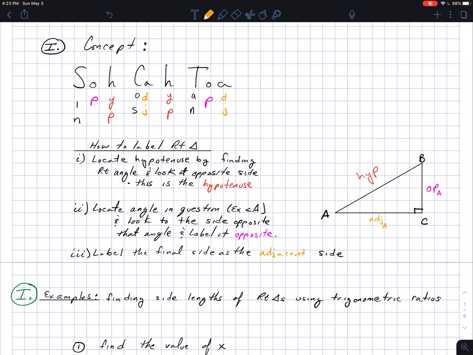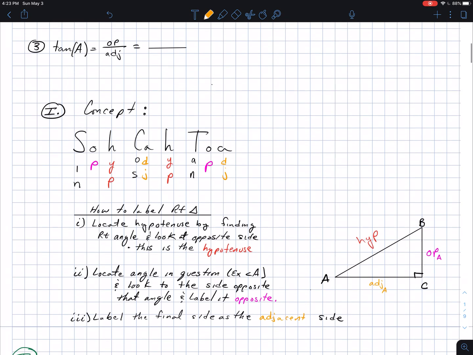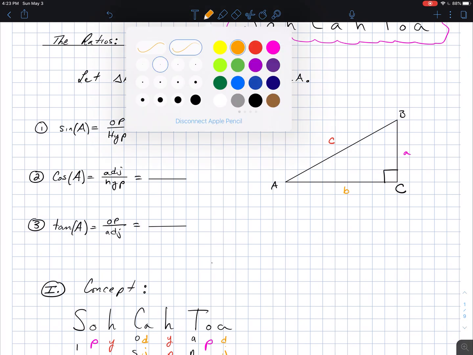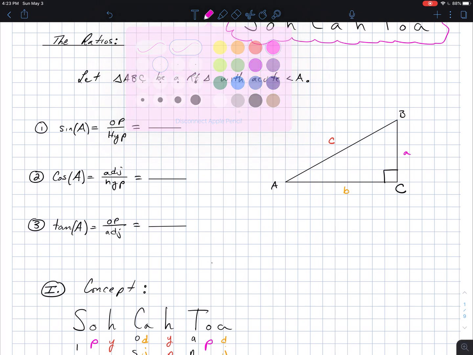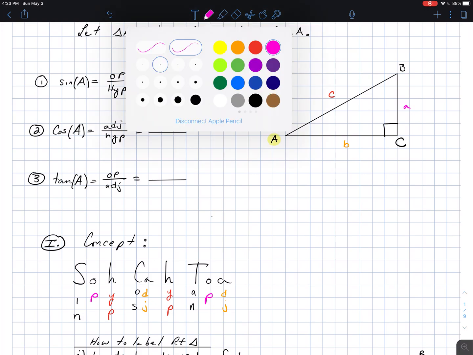So now that we have the very base understanding and a review of what SOHCAHTOA means in very base terms, we can now put the basic ratios together. The sine is the opposite over hypotenuse, right? Sine is opposite over hypotenuse. So we locate the angle that we're looking at, angle A, and we label our triangle.